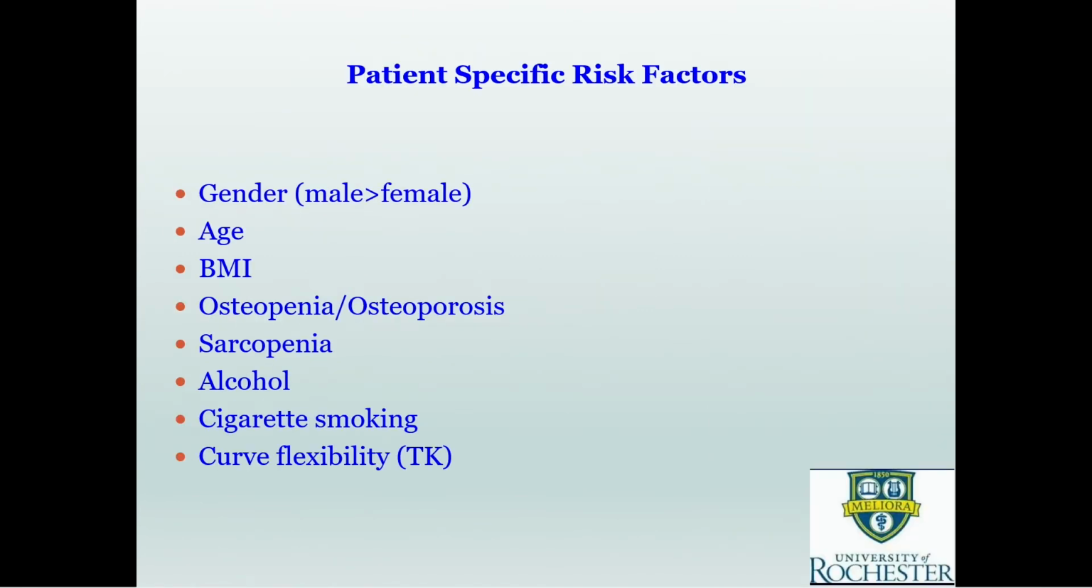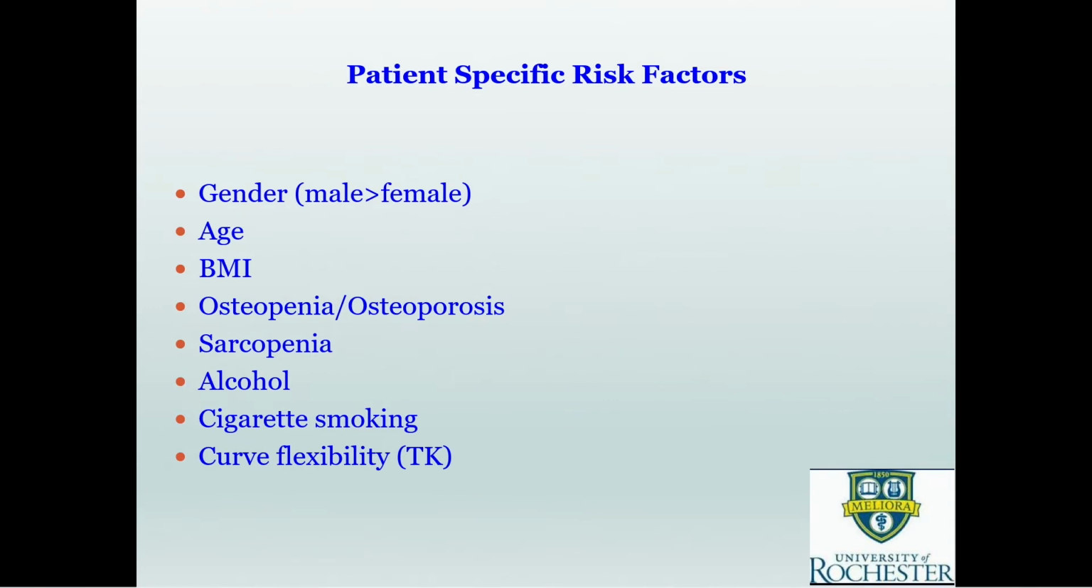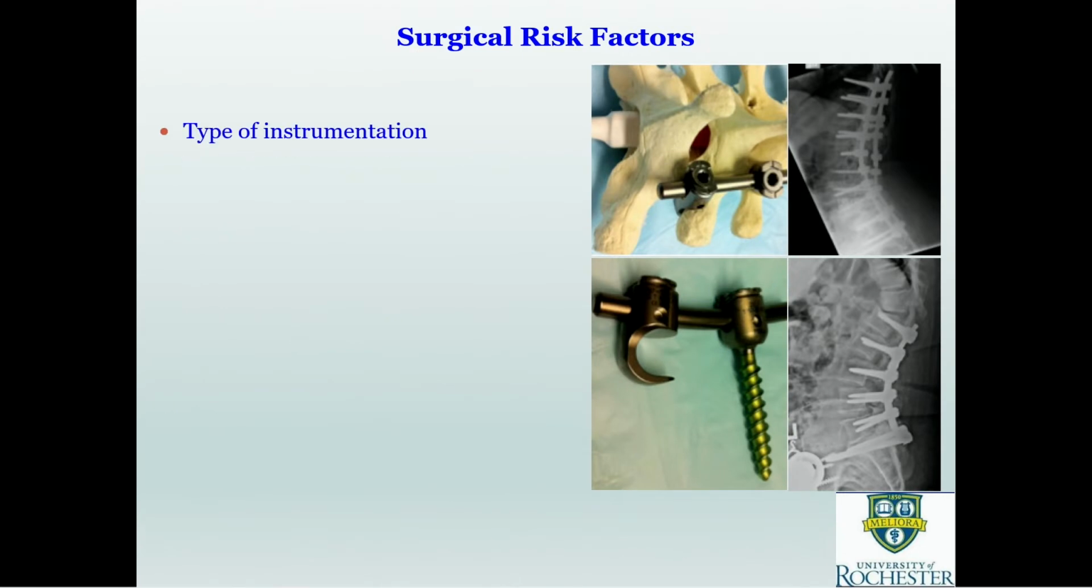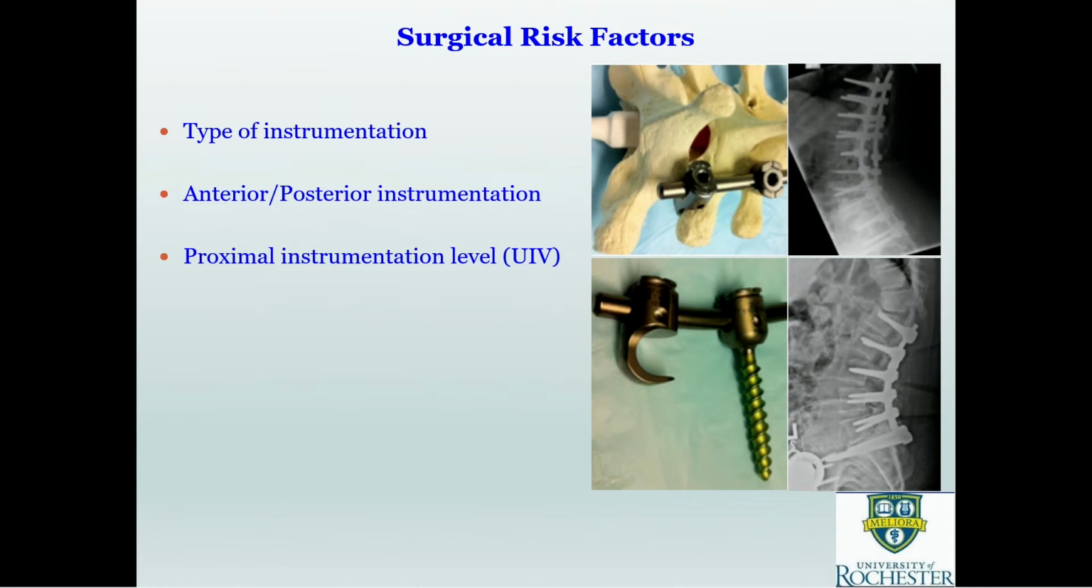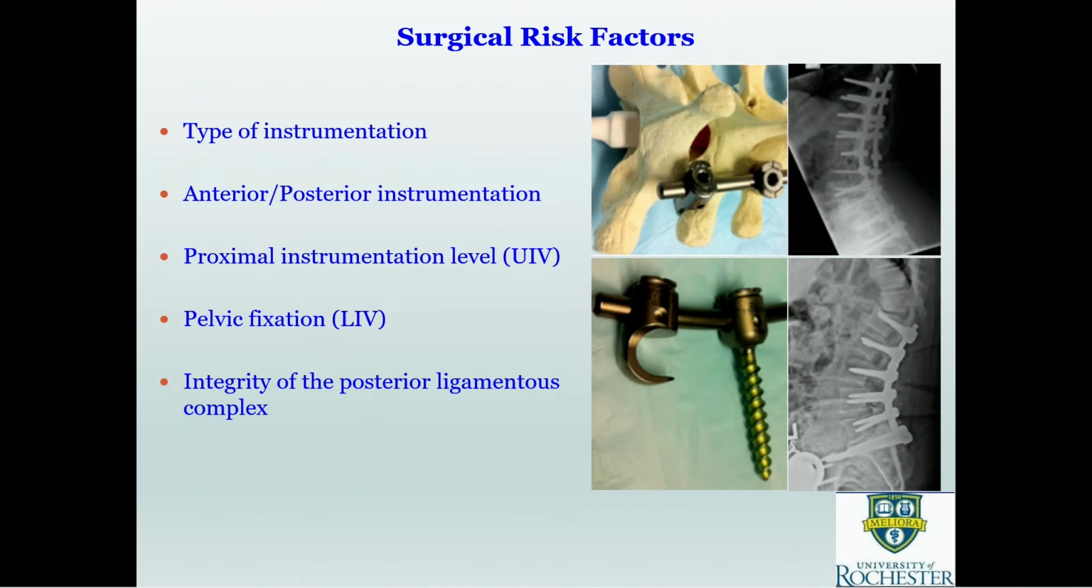When it comes to patient-specific risk factors: gender, age, BMI, osteopenia, osteoporosis, which is something you commonly see in the adult population, sarcopenia, alcohol use, cigarette use, and curve flexibility. These are all factors we would consider patient-specific risk factors. For surgical risk factors, we talk about the type of instrumentation, whether you're using screws and rods, hooks and rods, or a hybrid of hooks and screws and rods. Also anterior surgery, posterior surgery, or anterior and posterior surgery, the proximal instrumentation level, the level of the UIV, pelvic fixation, and the integrity of the posterior longitudinal ligament.